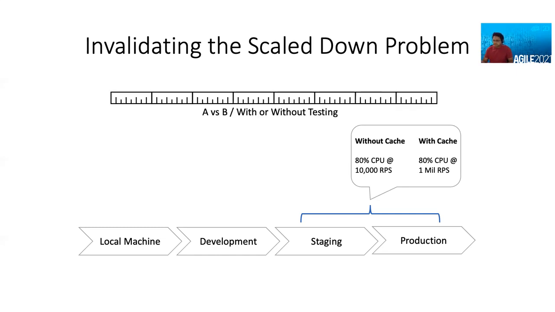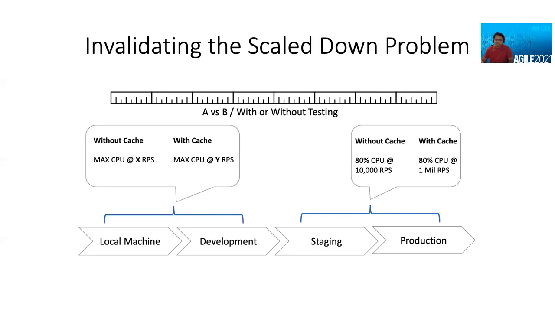Now, how do I take this problem and scale it down? The numbers are insanely high, right? Let's say I won't even fix the CPU, right? Some max CPU on my machine and I hit X RPS without the cache. I add the cache and I figure out that at the same CPU level, I achieve another RPS, which is Y. Now it doesn't matter what X and Y are. At the least bit I expect, there is some bit of difference between X and Y.